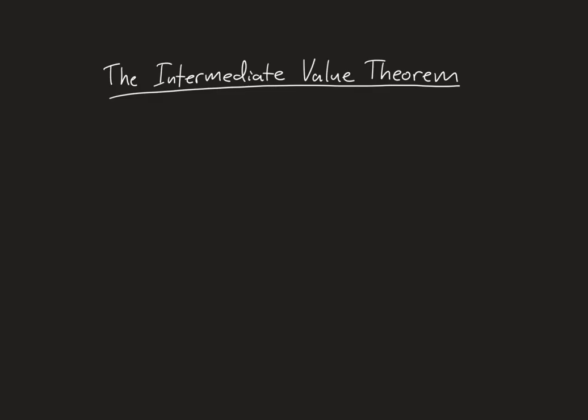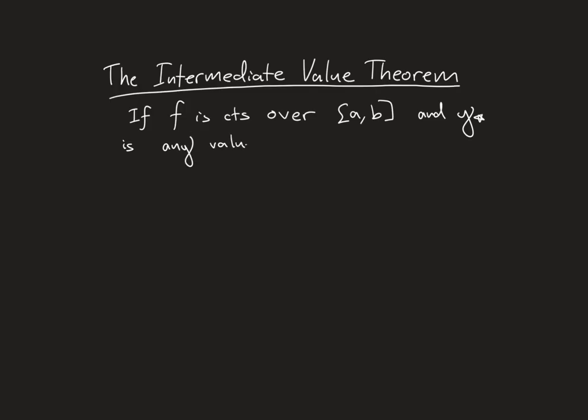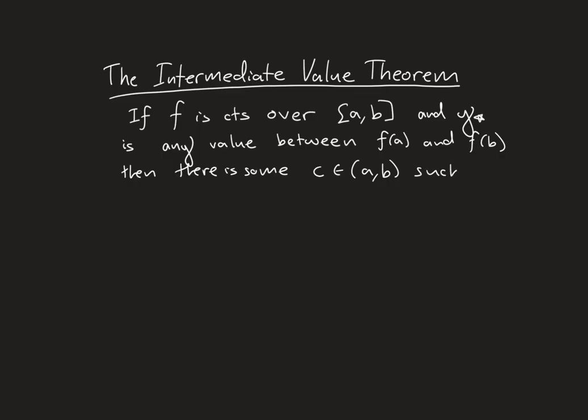Here's what this one says. If f is continuous over a closed interval a to b, so notice endpoints are included, and y star is any value between f of a and f of b, then there is some c in the open interval a to b such that f of c is equal to y star.